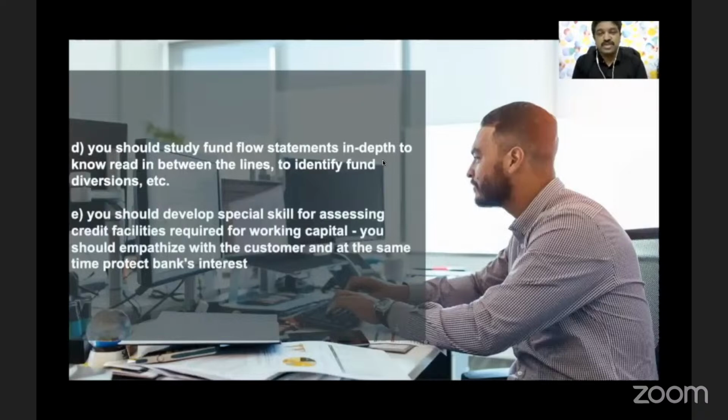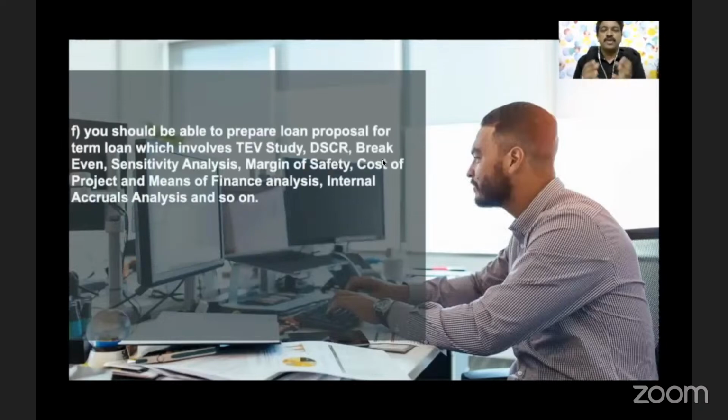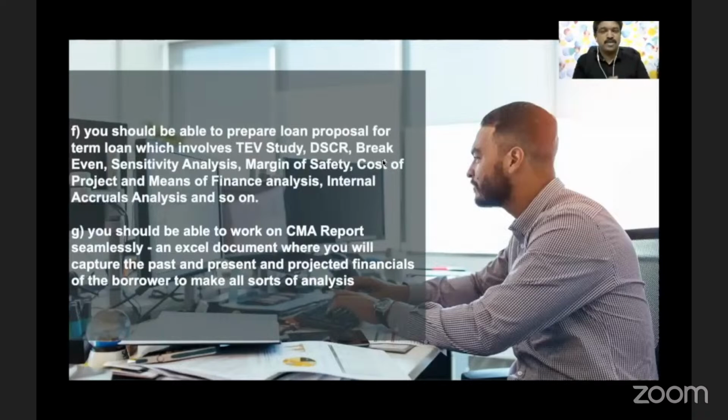Then you should develop special skill for assessing the working capital requirement of the borrower. Here you have to empathize with the borrower, but at the same time you should also protect the bank's interest. Next, you should be able to put up a comprehensive loan proposal if a borrower comes for a term loan for putting up a project, because this requires a viability study. You have to look into their repayment capacity, DSCR, FIRR, break even, sensitivity, and so on. Next, you should also be able to work seamlessly on the CMA report, the basic Excel document which captures the past financial data as well as the current estimate and projection, and from this only all kinds of analysis will happen.